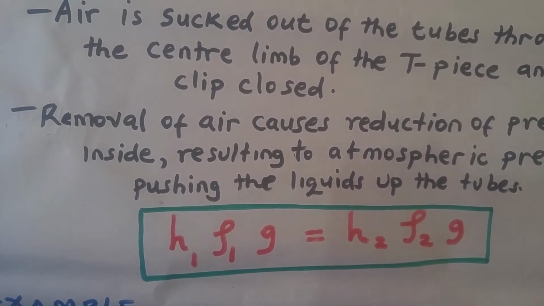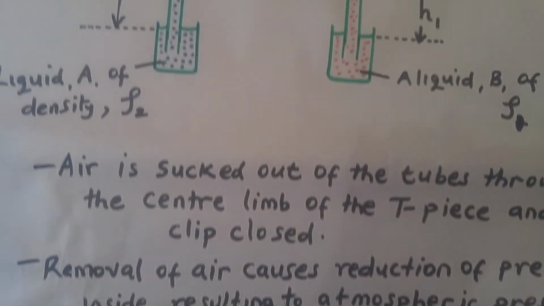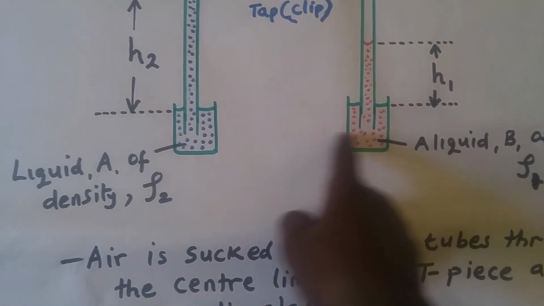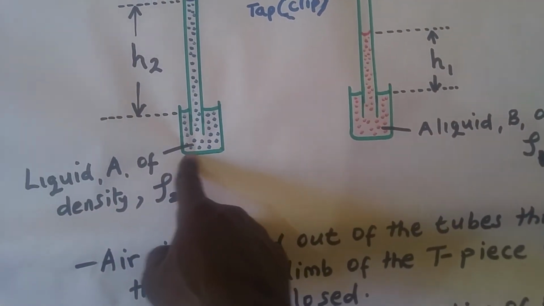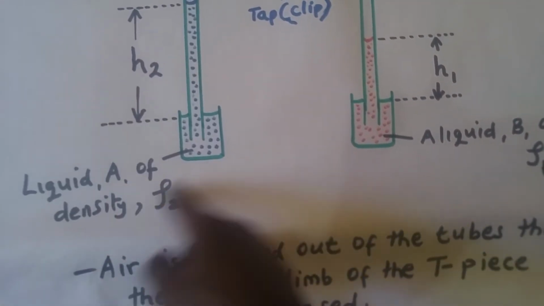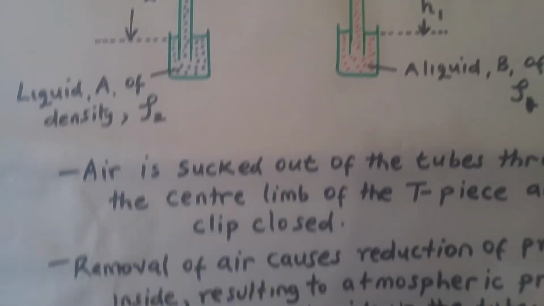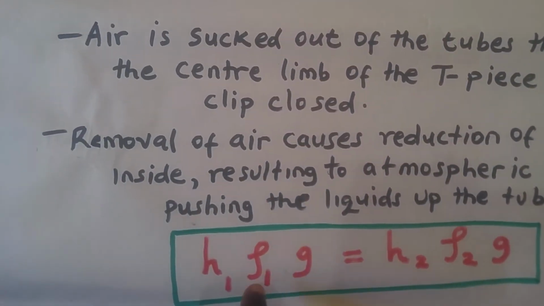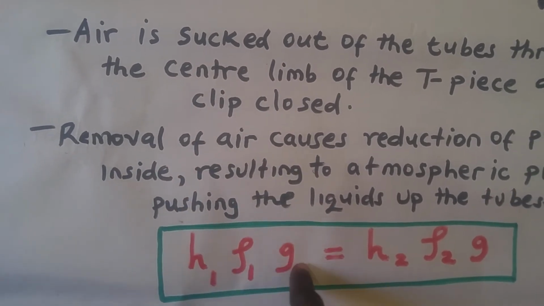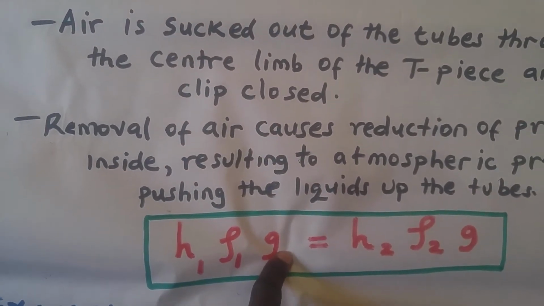Why are we using the same formula? Because these are both liquids. This is a liquid, this is also a liquid. Much as they are different, a different liquid and a different liquid, they are both liquids. So for pressure in any liquid, you use the formula height times density times acceleration due to gravity.